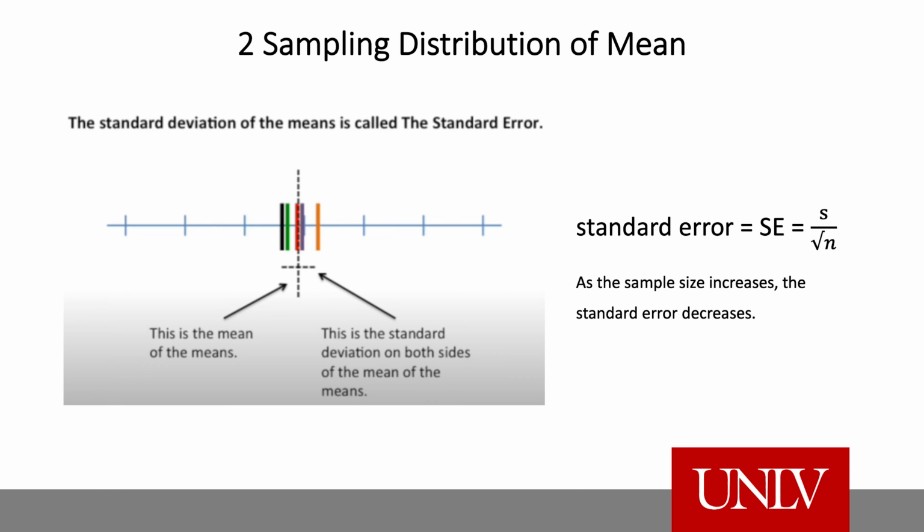We can estimate the standard error using a simple formula. The standard error equals the sample standard deviation divided by the square root of the sample size. This formula shows something very powerful. As the sample size increases, the standard error decreases. This means that larger samples give us more precise estimates of the population mean.